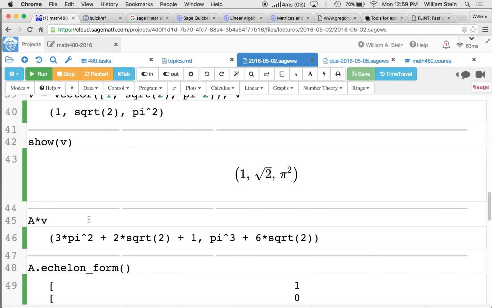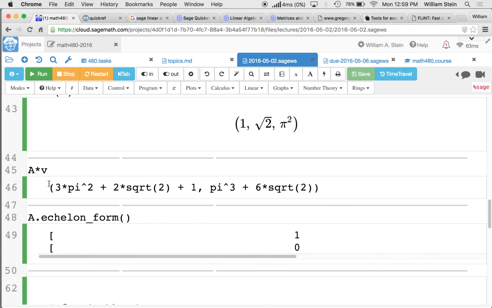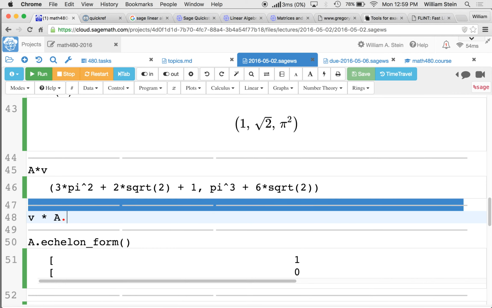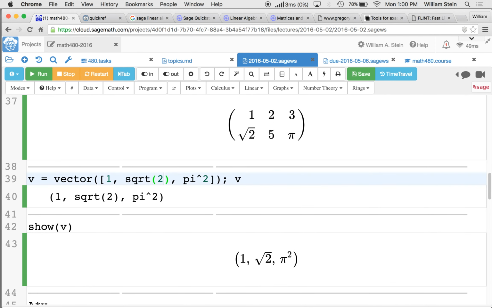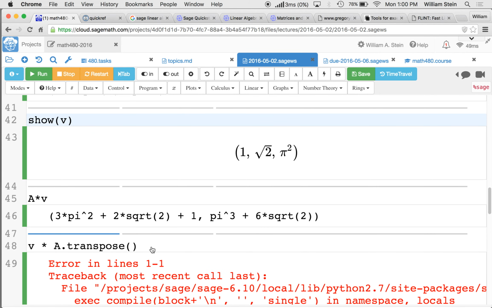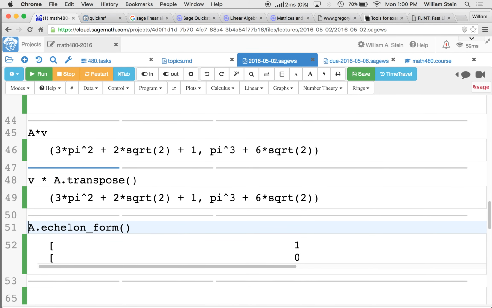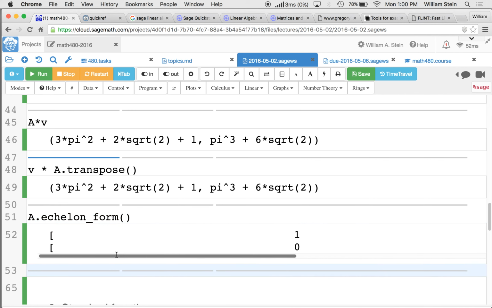So here's an example of what I just said. I'm multiplying the vector on the right by a, but you could just as easily do v times a dot transpose. And you don't have to explicitly transpose v at all. I hadn't defined v, sorry, because that was from before. But look, see. There's echelon form. I'll just show that.